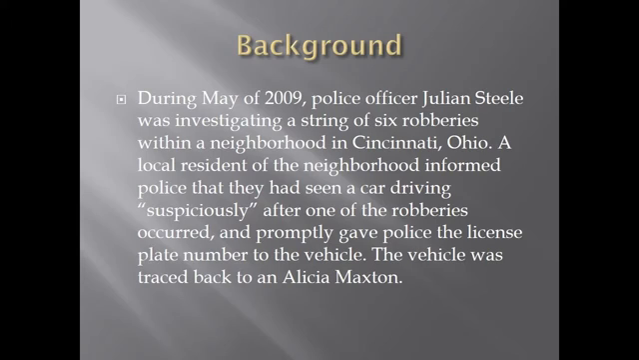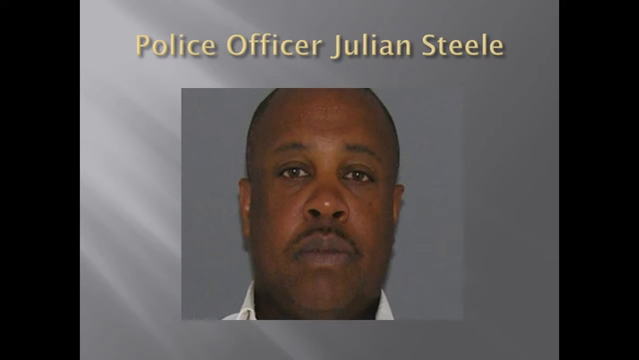Background. During May of 2009, police officer Julian Steele was investigating a string of 6 robberies within a neighborhood in Cincinnati, Ohio. A local resident of the neighborhood informed police that they had seen a car driving suspiciously after one of the robberies occurred, and promptly gave police the license plate number to the vehicle. The vehicle was then traced back to an Alicia Maxton. Police officer Julian Steele.